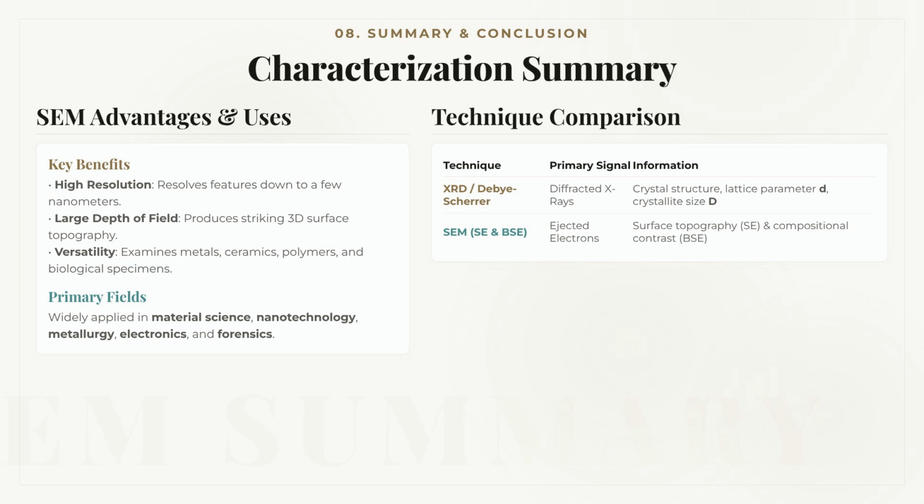Scanning electron microscopy uses a focused electron beam to produce highly magnified images of material surfaces. Together, XRD and SEM form two of the most important tools for investigating materials at the atomic, microscopic, and nanoscopic scales.